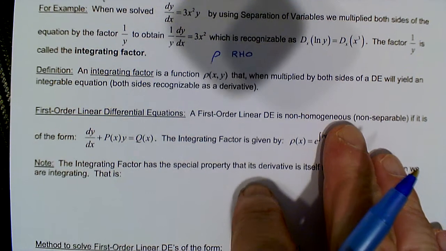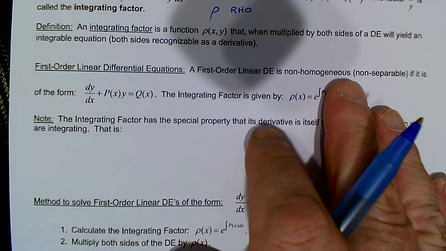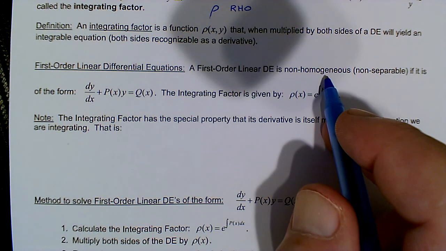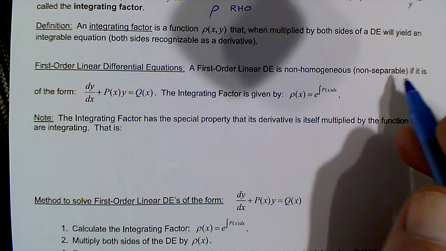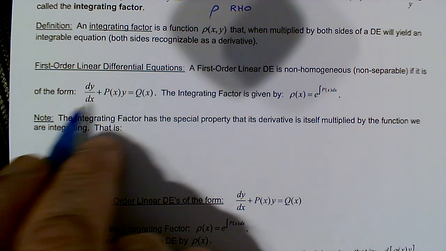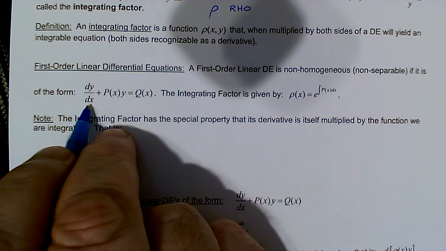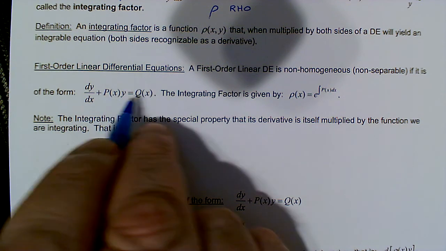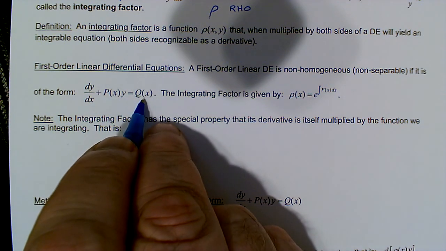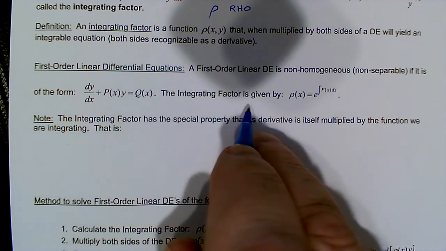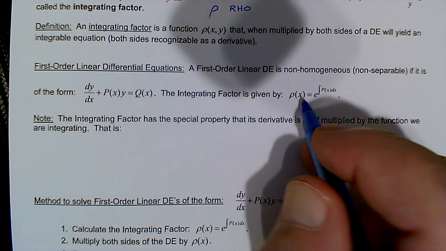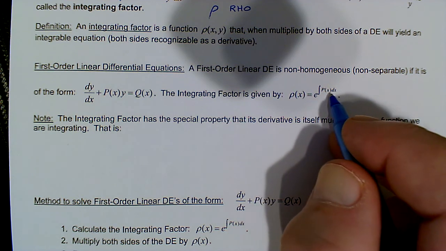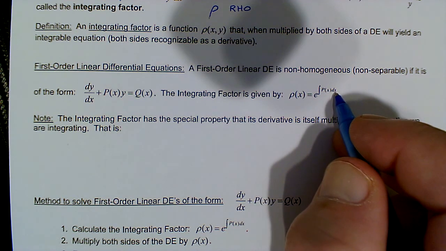So we now look at the general first-order linear differential equation, and we say that it's non-homogeneous, or non-separable, if it has this form, where we have dy/dx isolated and then plus a function of x times y equaling some other function of x. And the integrating factor is just a function of x, so it's rho of x, and it's e to the integral of p of x with respect to x.